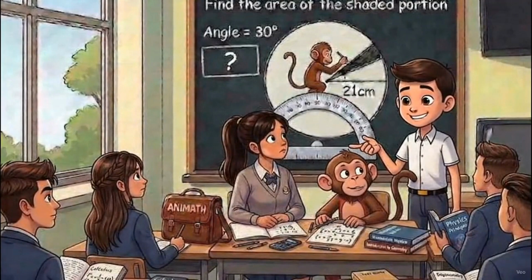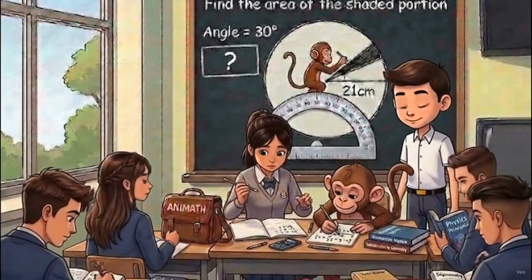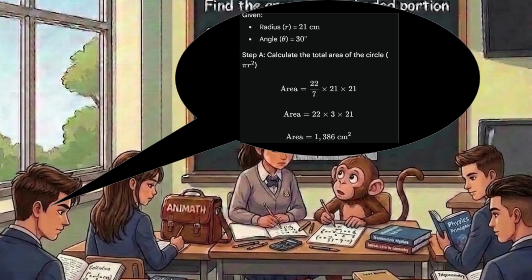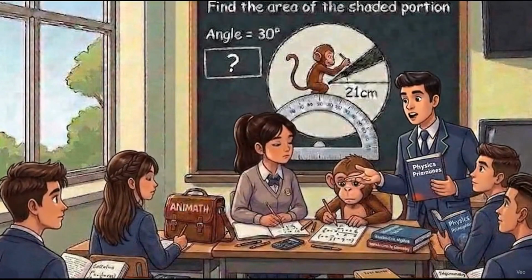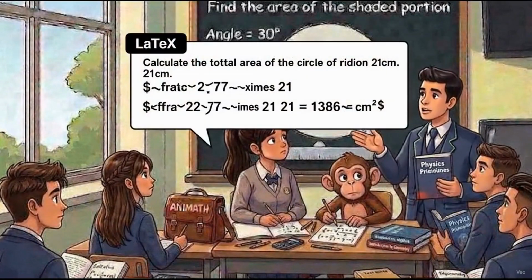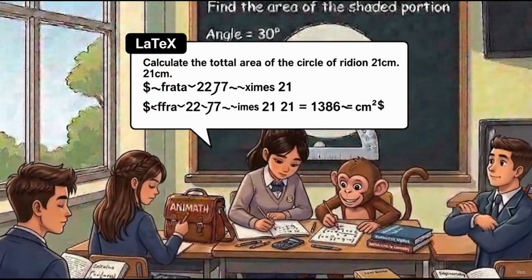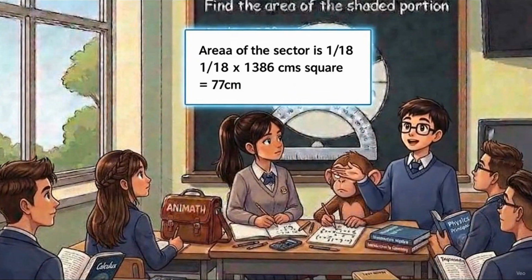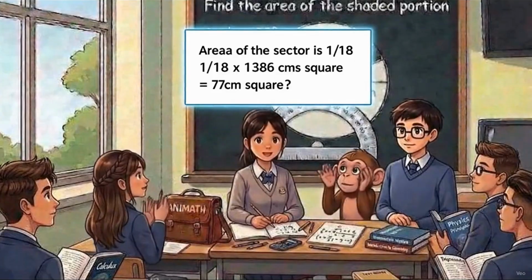Let us calculate step by step. Calculate the total area of the circle of radius 21 centimeters. 22 over 7 times 21 times 21, which is 1,386 centimeters squared. Area of the sector is 1/18 of that, which is 77 centimeters squared.